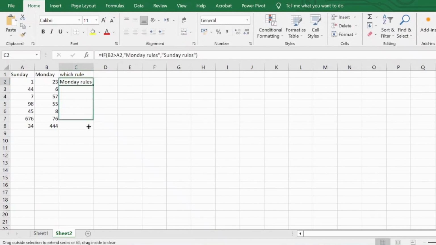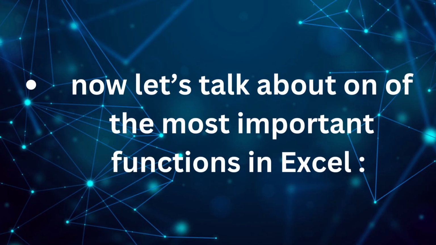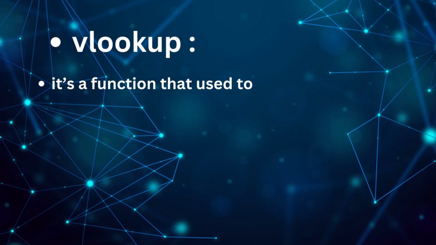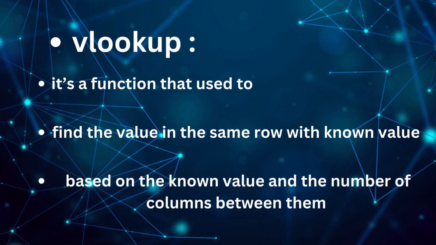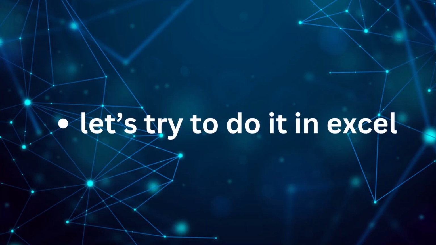Let's use autofill to print it to other values. Now let's talk about one of the most important functions in Excel. VLOOKUP. It's a function used to find the value in the same row with a known value, based on the known value and the number of columns between them. Let's try to do it in Excel.